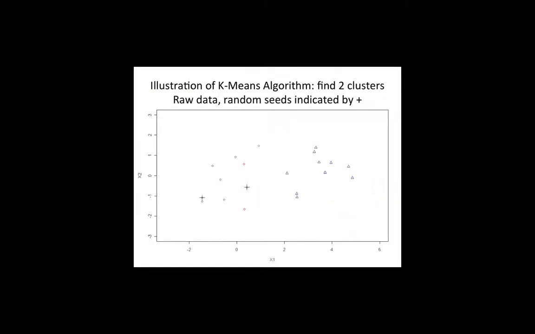So we are now in projection mode with PowerPoint. Remember, the first step of k-means is to pick some seeds. So I pulled 2 observations out of the hat, and here they are. Step 2 of the k-means algorithm is to assign every observation to the closest centroid.